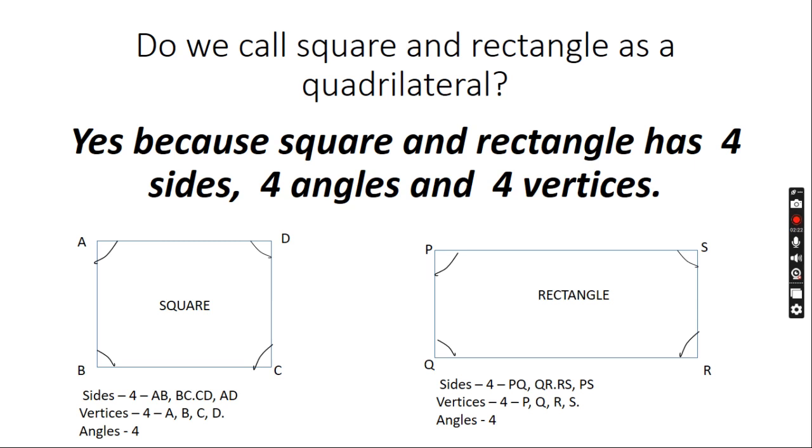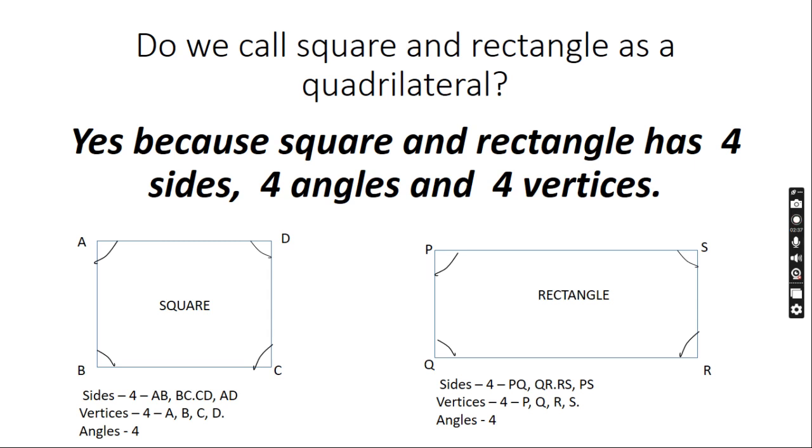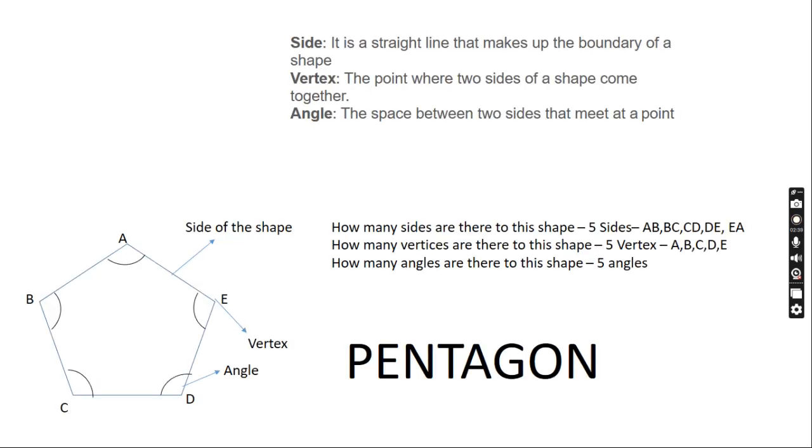A rectangle has opposite sides parallel to each other, opposite sides equal, and four angles which are 90 degrees. Then it is called a rectangle. It has four sides, four vertices, and four angles. Hence, a rectangle is also called a quadrilateral.